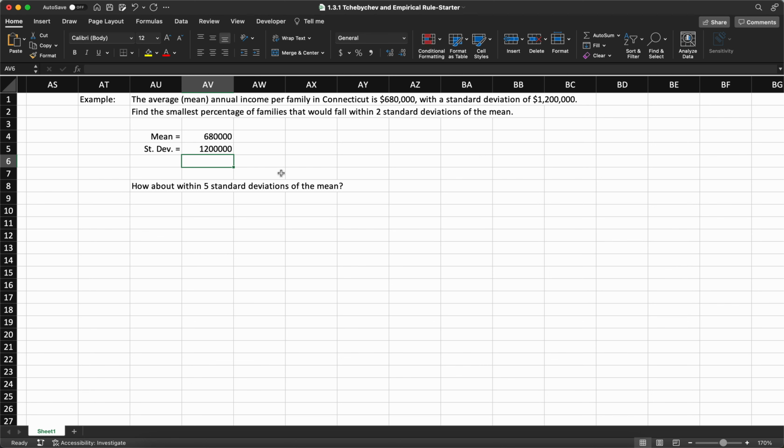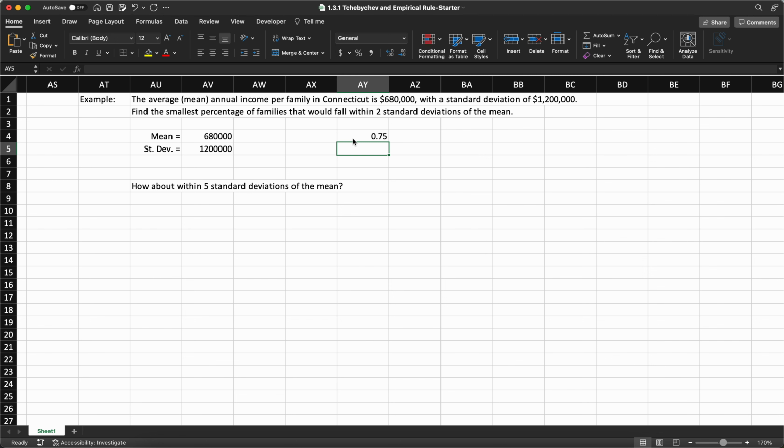All right. Now, we want to know, find the smallest percentage of families that would fall within 2 standard deviations of the mean. Now, because this is not normally distributed, and it doesn't say that it's normally distributed, so I can't assume that it's normally distributed, all I need to do is apply Tchebychev's theorem. So over here, I'm going to do 1 minus 1 over k squared. So 2 standard deviations would be 1 divided by 2 squared. We know that 75% of our data would fall within 2 standard deviations of the mean. At least. That's the smallest percentage.